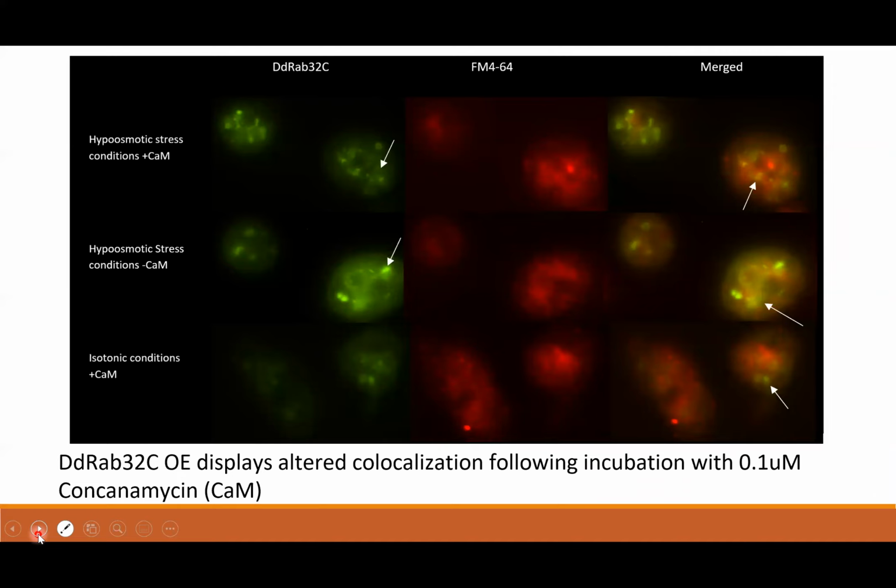So one of the last things that I wanted to look at was I wanted to see if concanamycin affected the Rab32 cell line. So concanamycin is actually a drug that is used to inhibit proton pumps. So it does target the VH-ATPase pump that is found within the spongiome network, and it inhibits it. So it prevents the energy exchange from occurring within the contractile vacuole system.